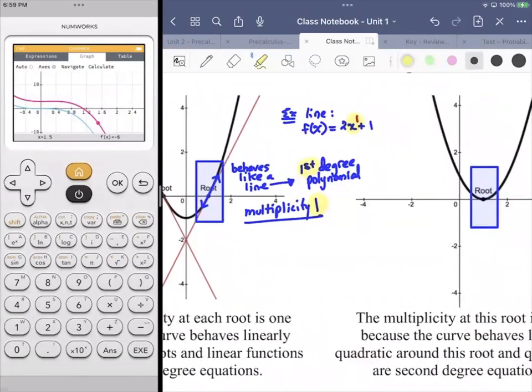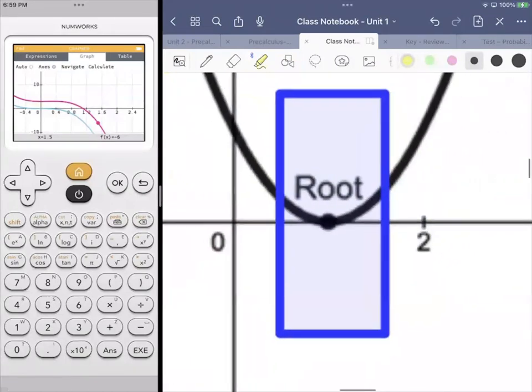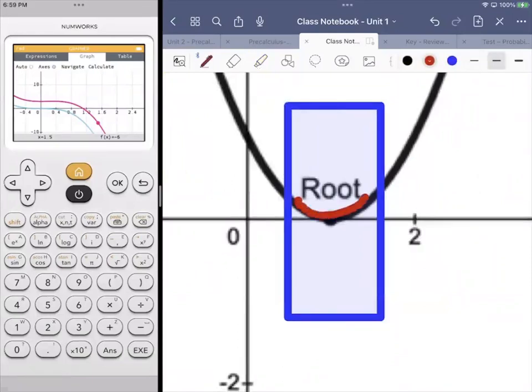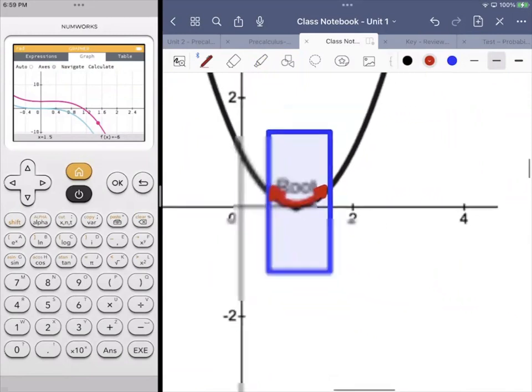Sometimes the function around its roots behaves the way it normally behaves. A parabola is a U-shaped curve. Around the roots here, it also seems to be a U-shaped curve. So it behaves like a parabola.